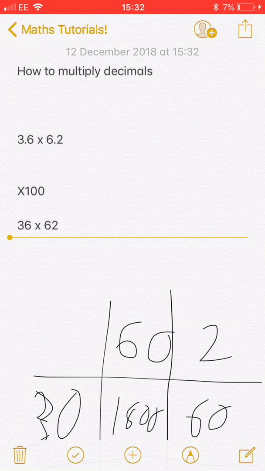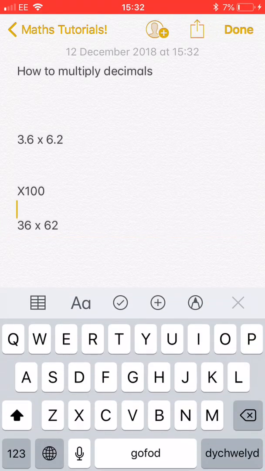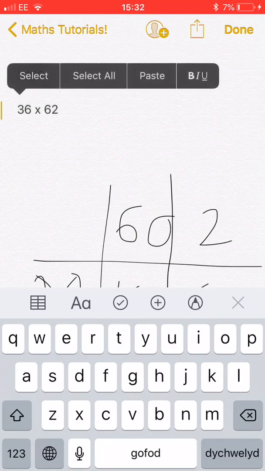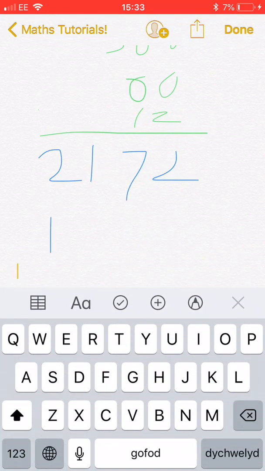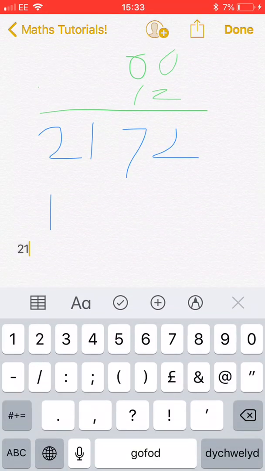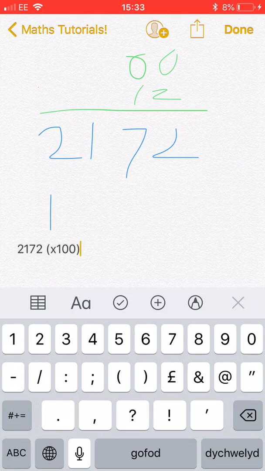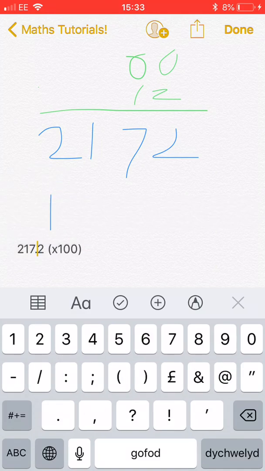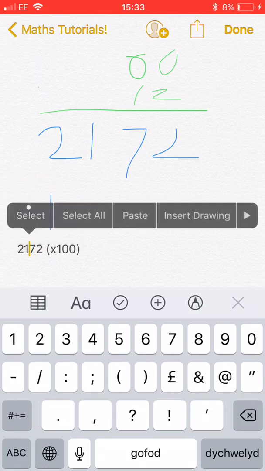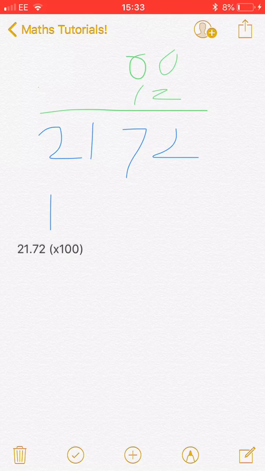2172. And this is when we times it by 100. Remember, we had to times it by 100 to make sure it's not a decimal. Well, now we have to revert it back into a decimal. So now we just have to divide it by 100. Dividing by 10 would move the decimal point here, but to divide by 100 it would be here. So the answer is effectively 21.72.